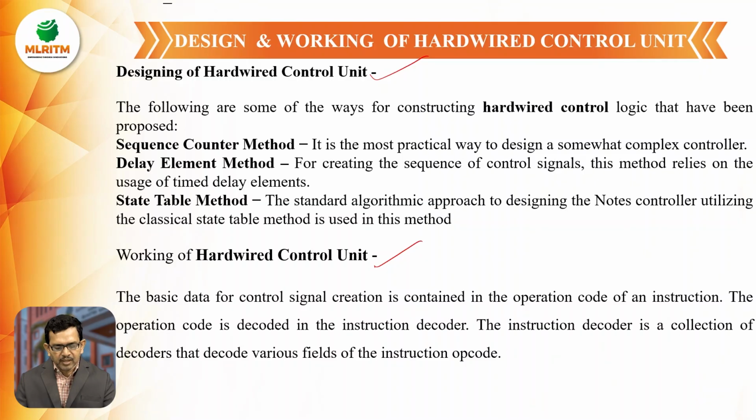Next, the delay element method for creating the sequence of signals. This method relies on the usage of time delay elements. Suppose an instruction takes half a second to execute. If the execution of this instruction is getting delayed, it gives a signal saying that the particular instruction is going to take some more time for the execution. So it will take one more complete second to execute the instruction. That is intimated by the delay element method.